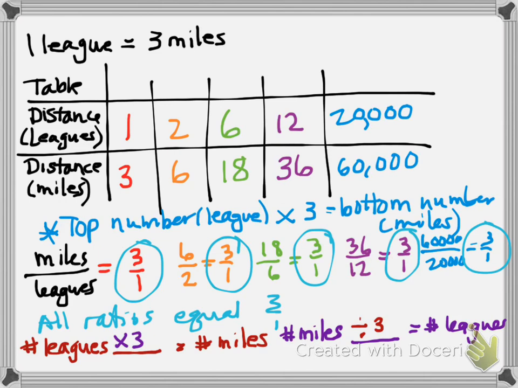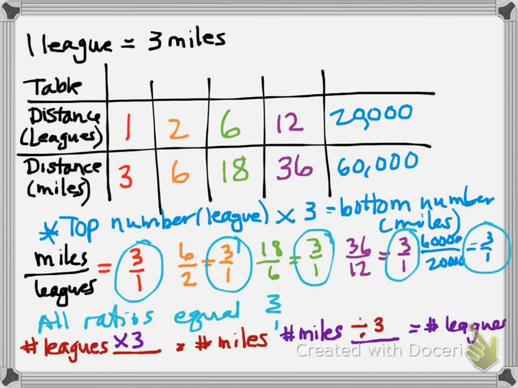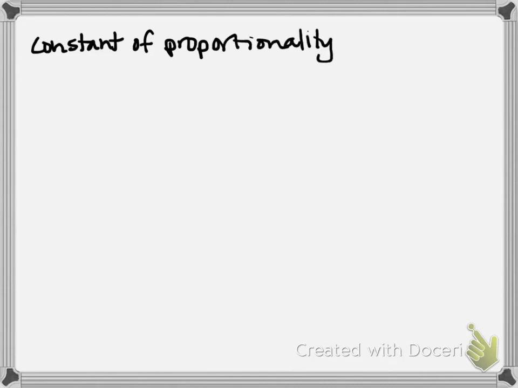So that 3 has a name, okay? And so we want to talk about that. Okay, so the other term that I want to introduce you to is what's called the constant of proportionality. As you may hear this. That's a long word. Proportionality.